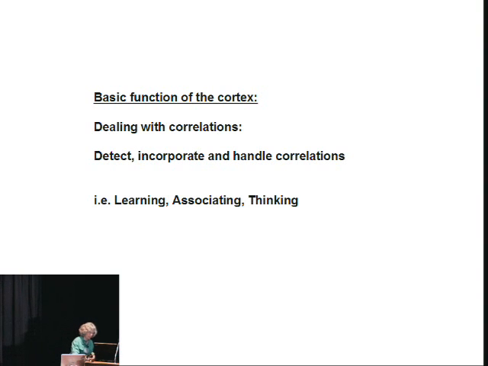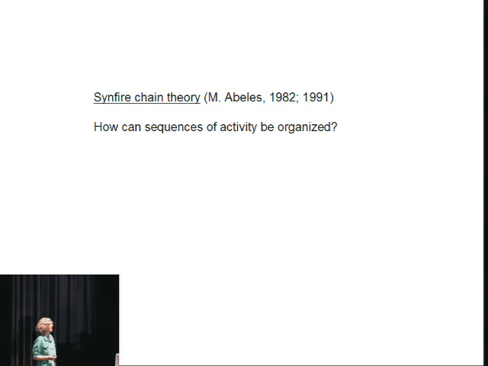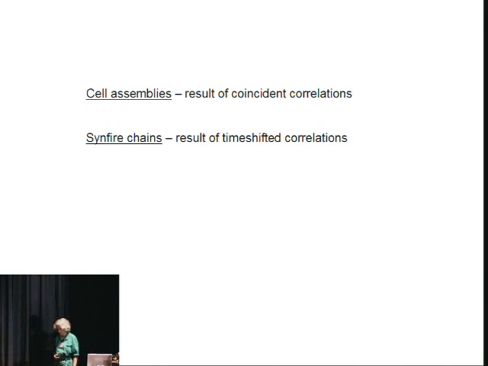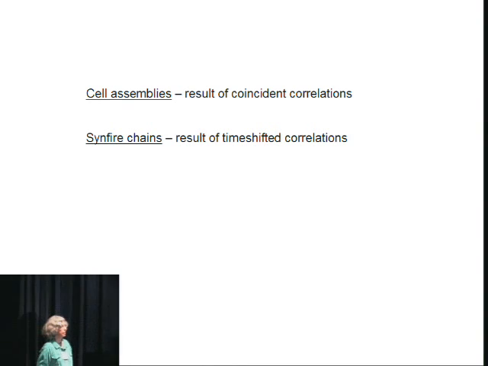Now, I cannot talk about these things without mentioning at least this theory, which has already been mentioned today also, namely the synfire chain theory by Moshe Abeles, which fits also very well to the structure of the cortex. This theory deals with the question, how can sequences of activity be organized? I don't want to go into that now. I just want to say that this theory is certainly not in contradiction to the cell assembly theory by Hebb. One can say that cell assemblies are the result of coincident correlations, while synfire chains are the result of time-shifted correlations.